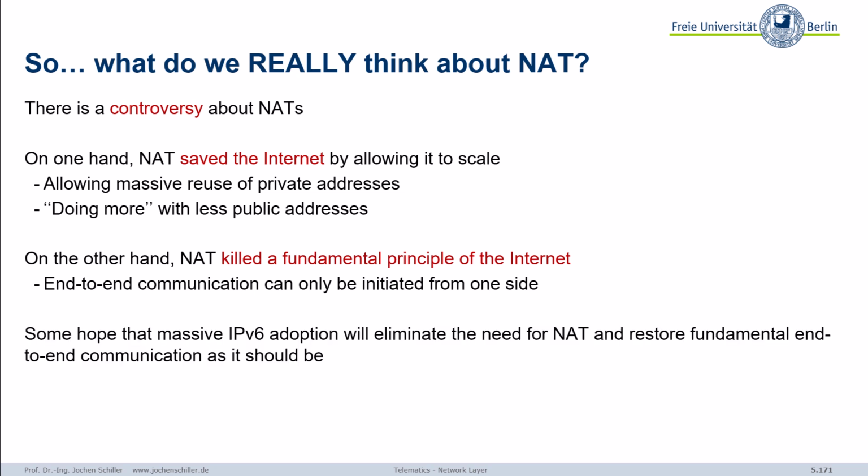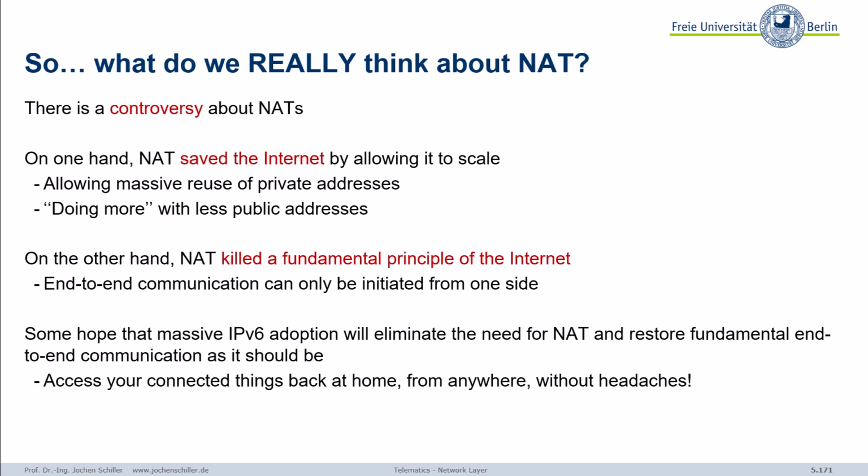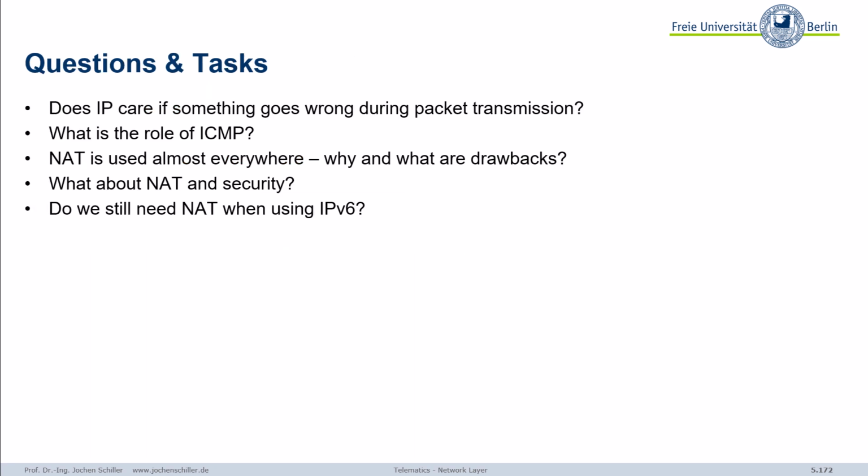There is hope that IP version 6 adoption will in the end eliminate the need for NAT. And we have real end-to-end communication, and you can really connect all the things back at home from anywhere without any headaches. If we really have IP version 6 and clean network structures and the security mechanisms, we don't need NAT anymore. And this would help a lot when it comes to network diagnosis, traffic management, etc.